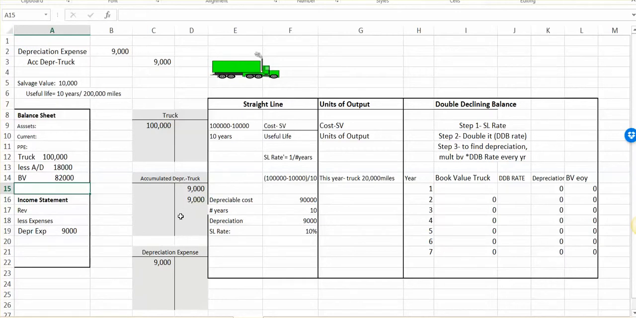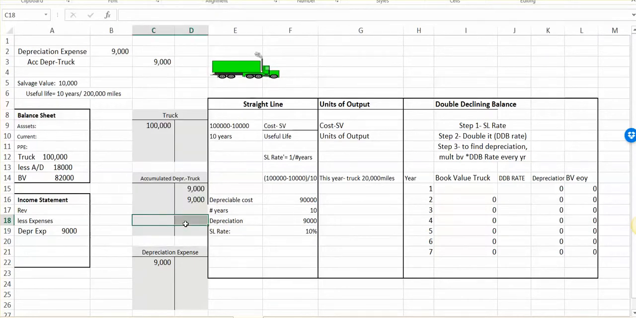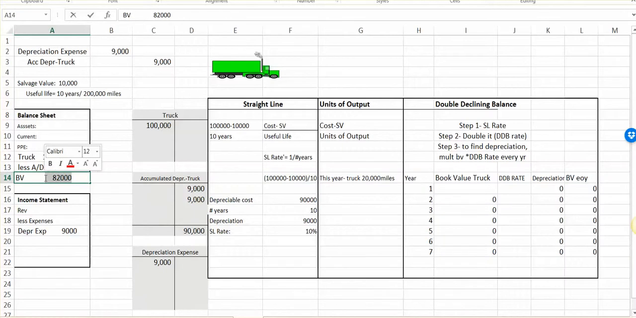So at the end of 10 years, the balance in the accumulated depreciation account, if we're talking about 10 years later, would be $90,000. And so if the balance in accumulated depreciation is $90,000, that means that the book value of that truck at the end of 10 years would be $10,000, which is equal to the salvage value. So that's how depreciation will work.